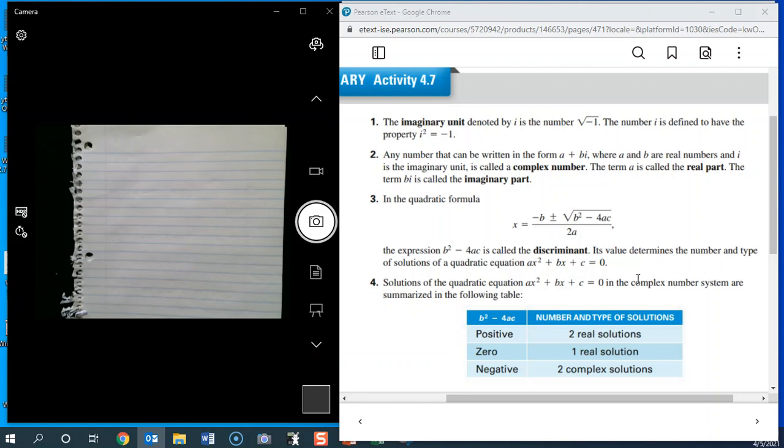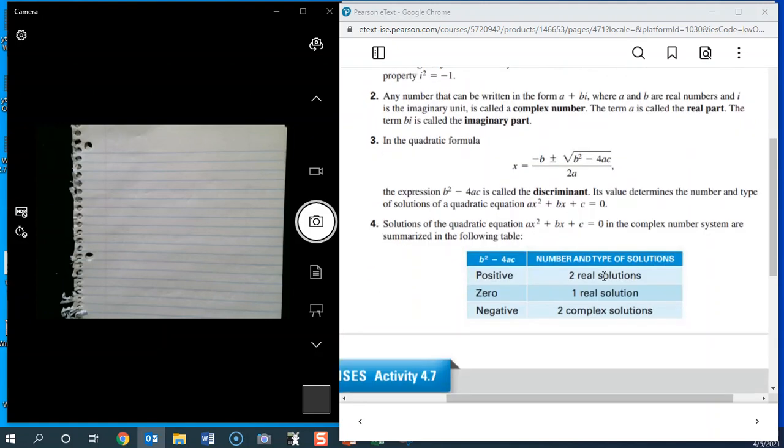In the quadratic formula, which we covered in the previous lessons, the expression b squared minus 4ac, the value under the radical, is called the discriminant. Its value determines the number and type of solutions of a quadratic equation. Now, number 4 tells you the solutions to a quadratic equation. So basically, if your discriminant, b squared minus 4ac, after you do the squaring and multiplying and subtracting, is a positive number, it'll be two real solutions. If you get a 0, it's one real solution, and if negative, it's two complex solutions.